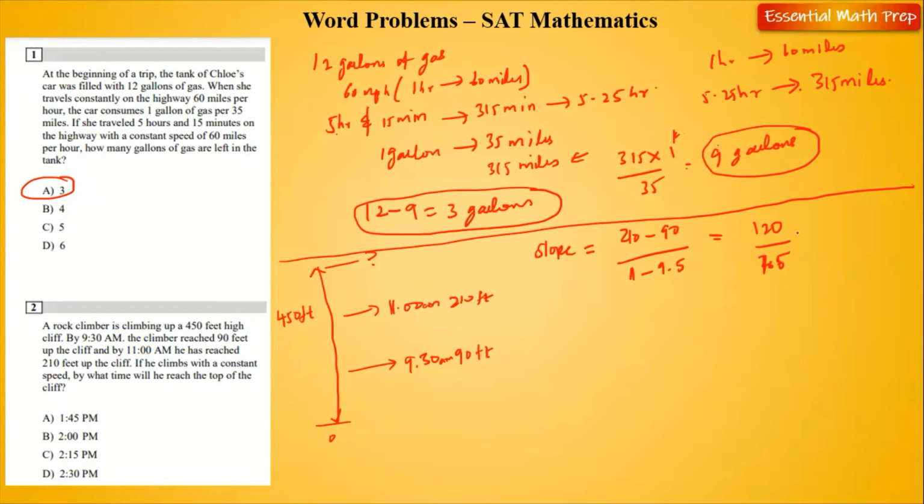So he's climbing at a rate of 80 feet per hour, right? By 11 a.m., he's at 210 feet, which means he's left with 240 more feet to cover. If he's traveling at a rate of 80 feet per hour, how long would it take him to cover 240 feet? He's covering 80 feet in 1 hour, so 240 feet would take him 3 hours. That means 3 hours from 11 a.m. is when he would complete. So 11 plus 3 is 14, which is the same as 2 p.m.